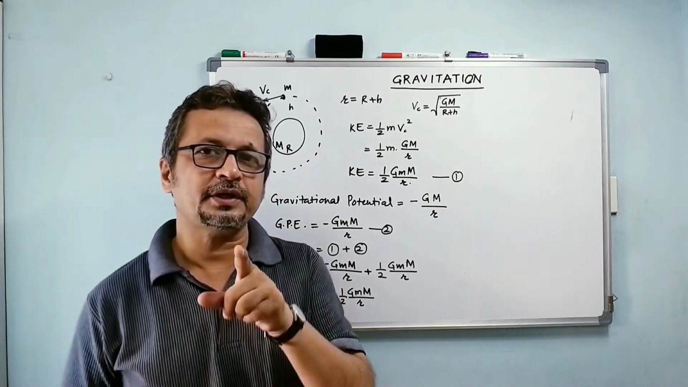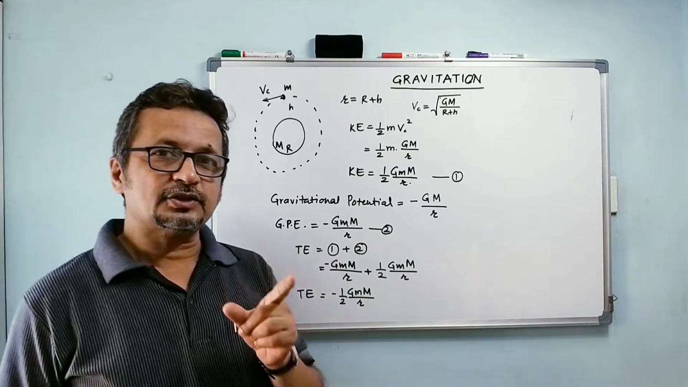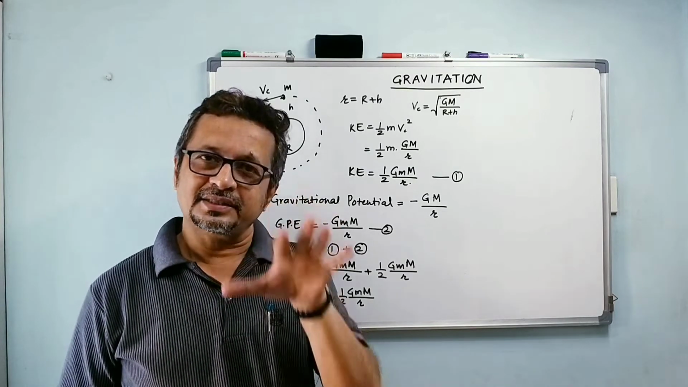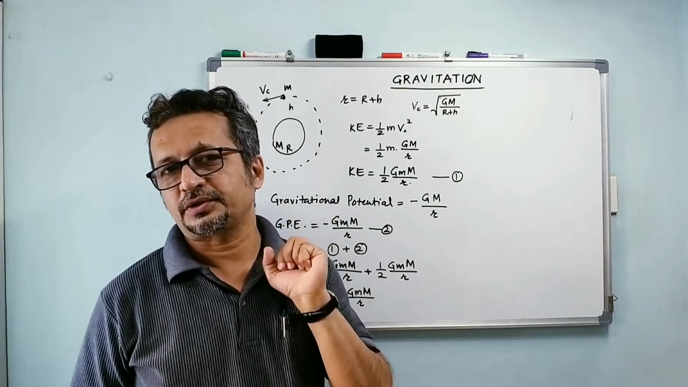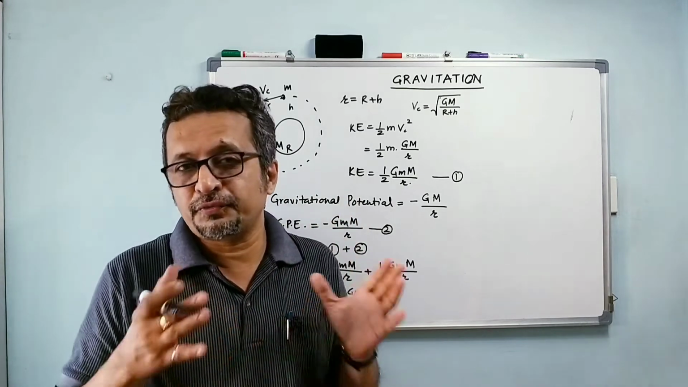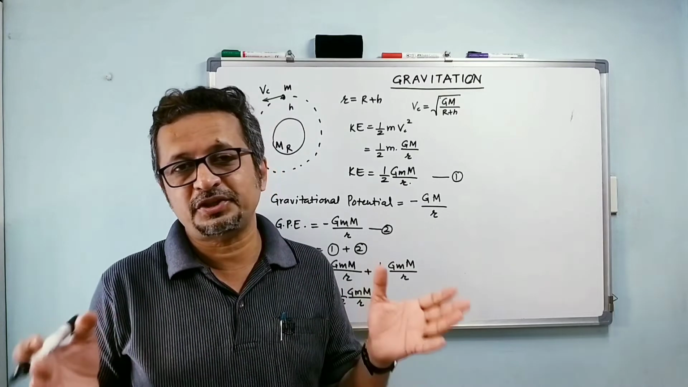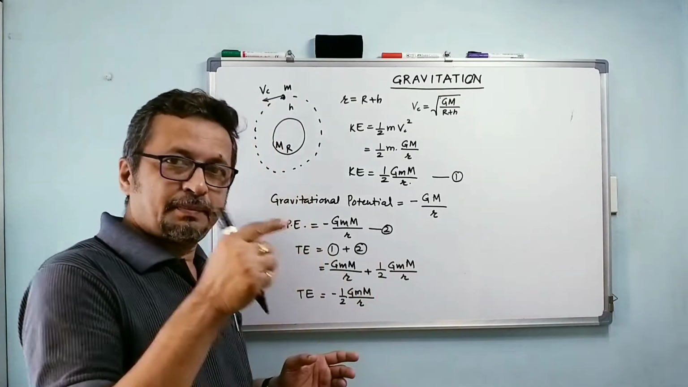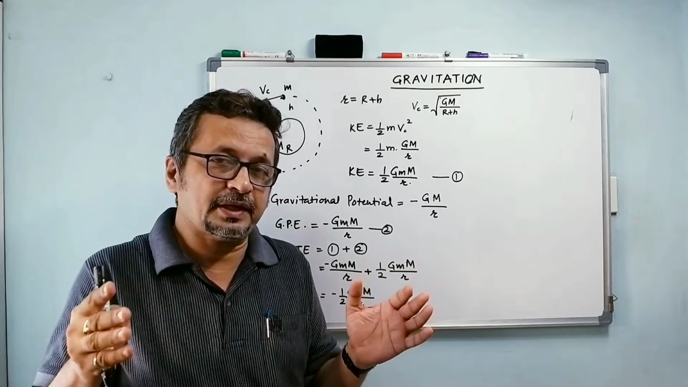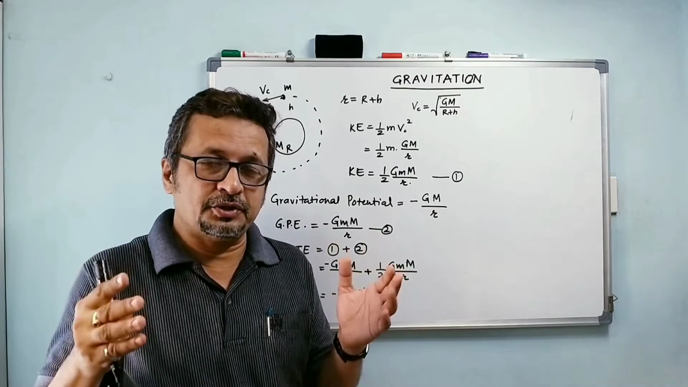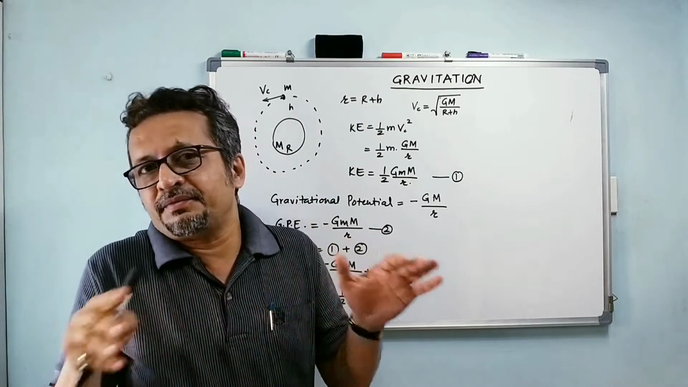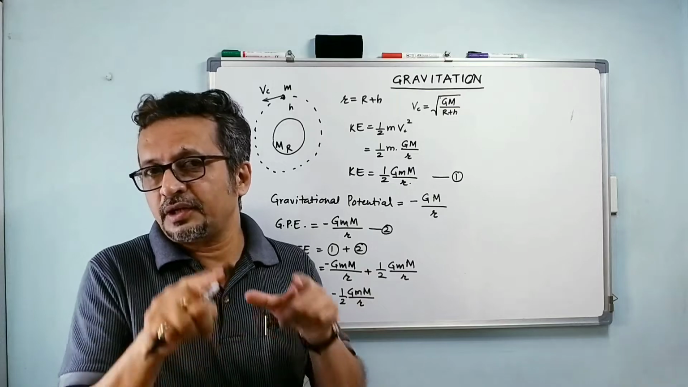Now you should note here that the total energy has got a negative sign. What does the negative sign indicate? It indicates that the satellite is bound to Earth. It has got negative energy. It doesn't have its own energy. So if I have to free it from Earth's influence, what do I need to do? I need to supply this much, so that is plus half GMm upon r. If I supply that kind of energy to the satellite, then the total energy will become 0, and then it will be free from Earth's gravitational influence.